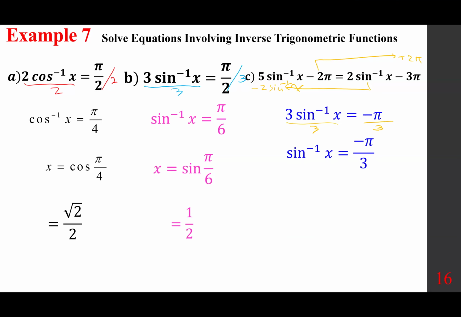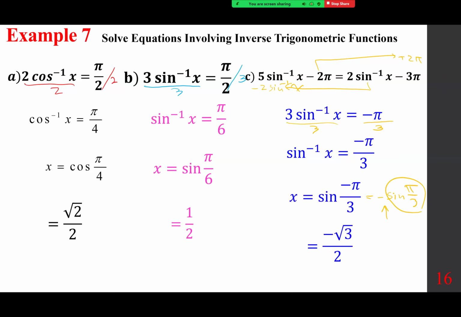By definition of an inverse function, sine of minus pi over 3 is x. And you can just answer it because you know sine of minus pi over 3 is minus square root of 3 over 2, or you can even write it as minus sine of pi over 3 because it's an odd function. And now you know this one is square root of 3 over 2. The negative in front will negate that. Either way is fine.